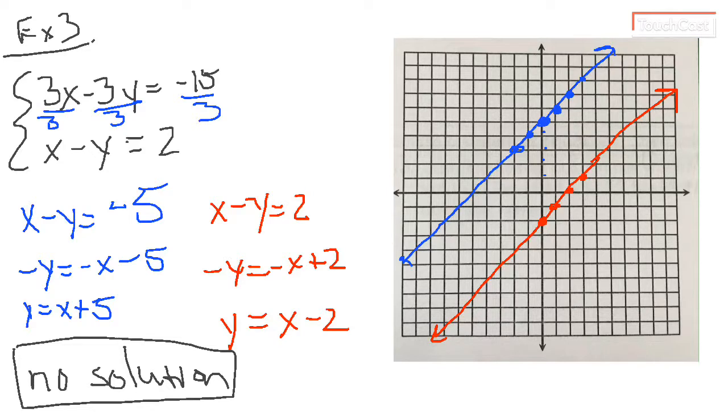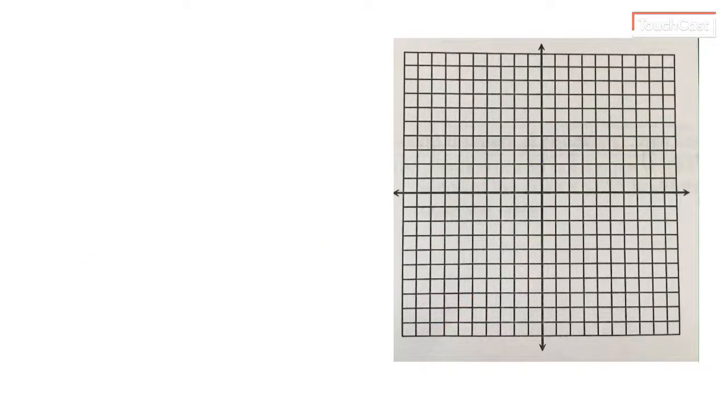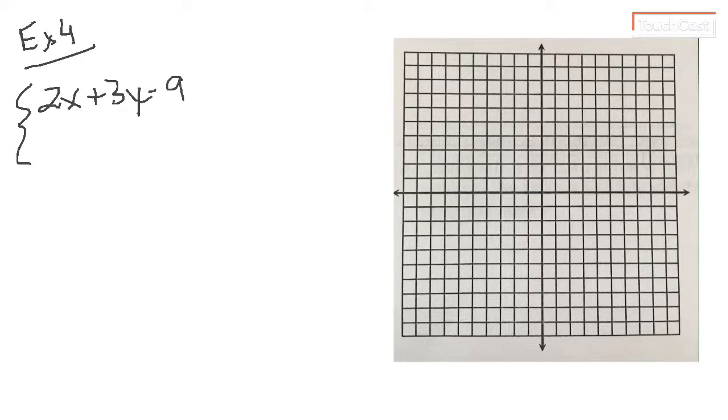Let's look at one more graphical example. So example 4, we're going to have the system 2x plus 3y equals 9, and 6y equals 18 minus 4x. Now I'm going to solve the second equation first, only because there's less work. I have to divide everything by 6 to get y by itself.